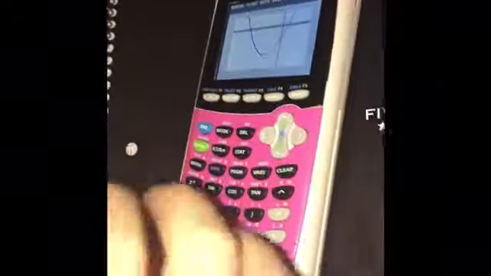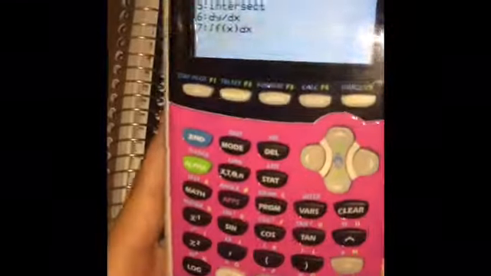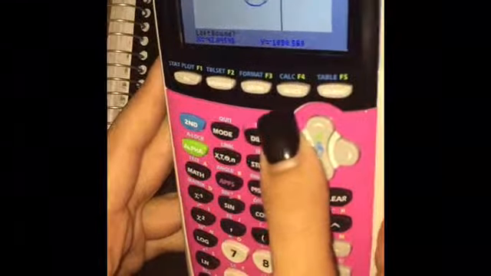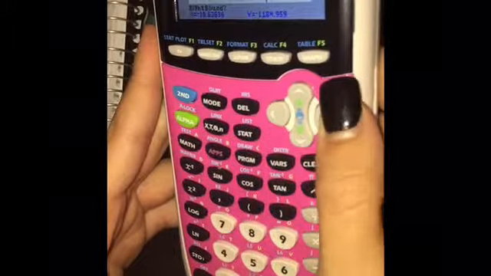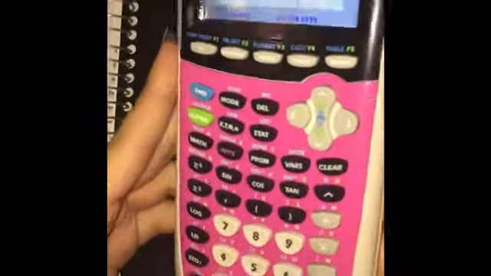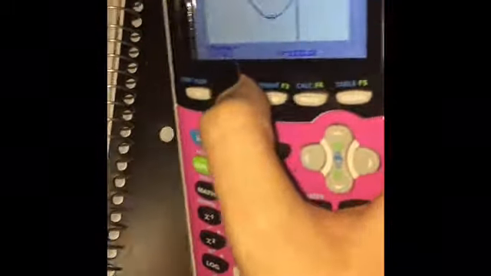Okay, so here comes the difficult part. You are going to do a series of complicated steps. You're going to hit second trace. You're going to go down to minimum, because it's a minimum if you saw the parabola. You're going to do left bound. The vertex should be right there, so I'm just going to hit it right there. And go right bound, probably about there, and hit guess. So that is our vertex: -26.5 and -1,332.5.